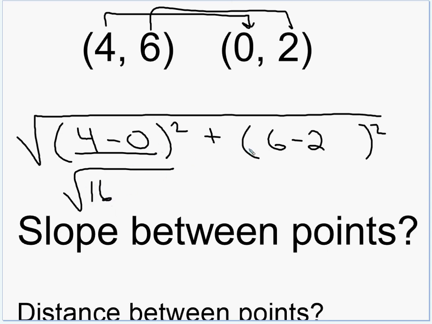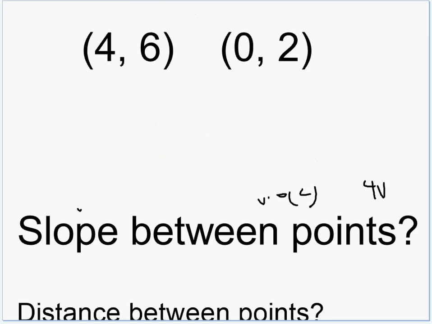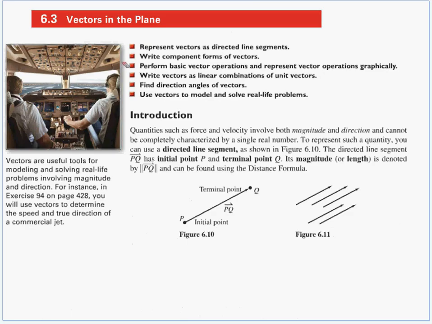That's a 16. 6 minus 2 is also 4. 4 squared is another 16. So that would be the root of 32. Or we could write 32 as 16 times 2, and then that would be 4 roots of 2. So a couple of older concepts, slope and distance between points. These same ideas are going to be used here when we talk about vectors in the plane.